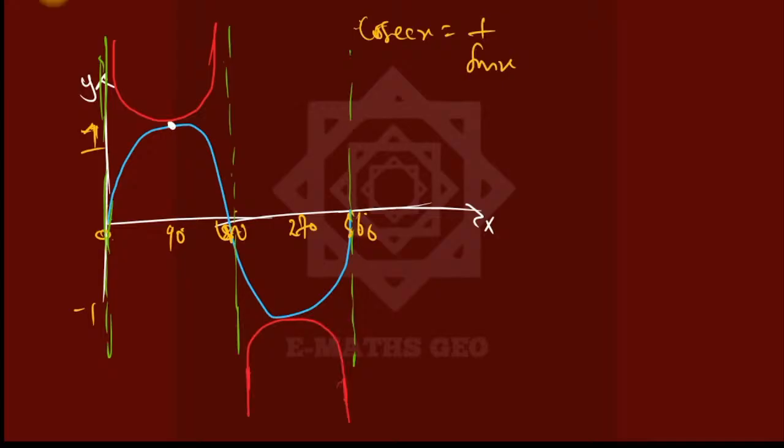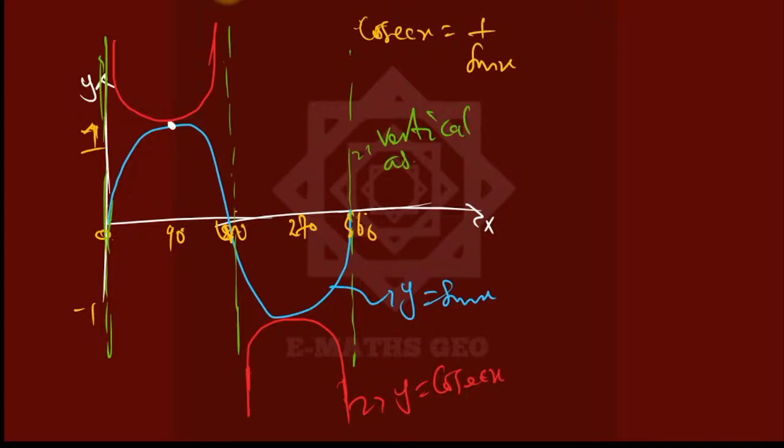So the resulting graph, remember this graph, this one is y equals sine. The red one is now cosec, y equals cosec x. So that's how we sketch the graph of cosec. Once you've drawn the graph of sine, you now get your vertical asymptotes. Remember, the green line is the vertical where it's not defined. That's where division by 0 occurs. Asymptotes.